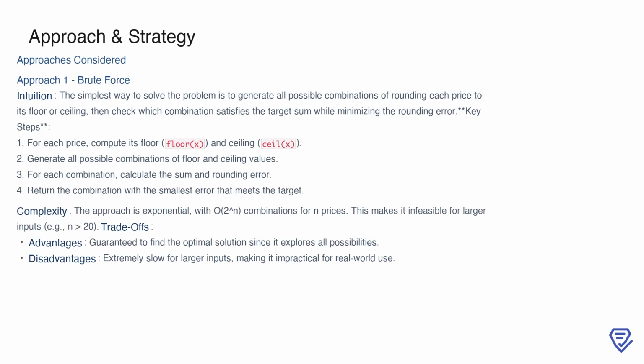While this guarantees the optimal solution because it exhaustively explores all possibilities, the downside is the sheer computational cost. With n prices, there are 2 to the power of n combinations to evaluate, which becomes infeasible for larger inputs, such as when n exceeds 20. This trade-off makes the brute force approach impractical for real-world applications, despite its theoretical guarantee of finding the best solution.